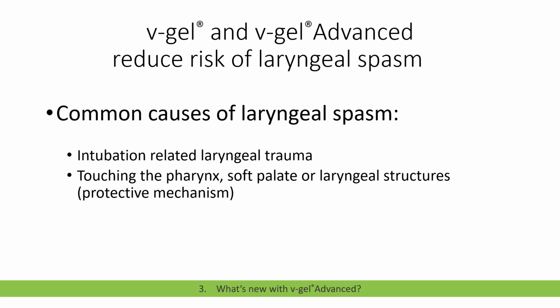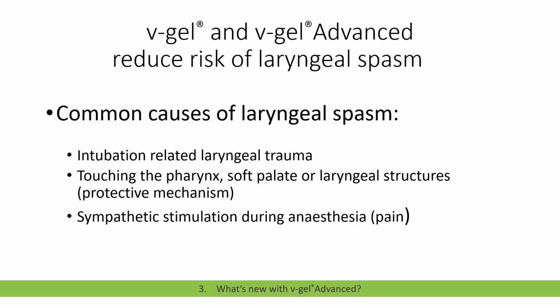Anything that touches the pharynx or soft palate or laryngeal structures is going to activate a protective mechanism. So that's a transient spasm that closes the airway momentarily, and then as that stimulus goes away, the larynx will reopen. So it's a much less severe cause of spasm. And sympathetic stimulation during anaesthesia, or pain as you'd think about it, is also going to give you a transient spasm until the pain goes away. So those are our three basic causes, and of those three, the intubation related trauma is the most severe. So either original v-gel or v-gel Advanced will eliminate that risk.